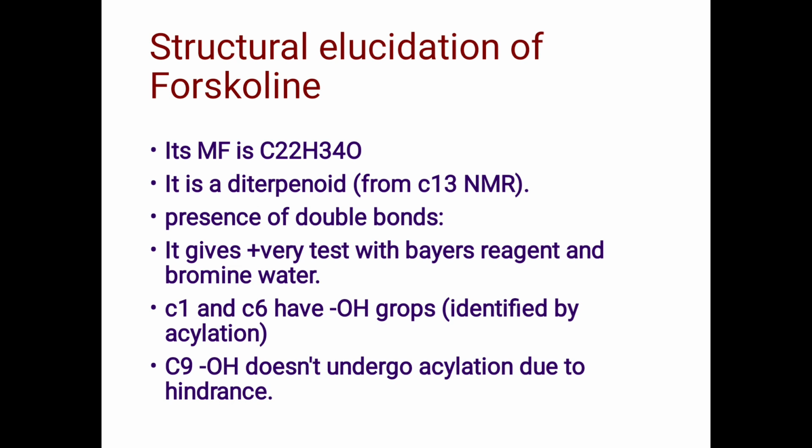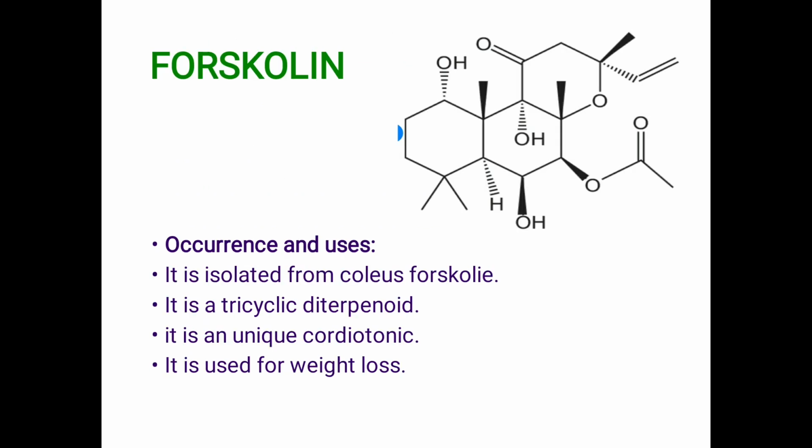Structural elucidation of forskolin. The structure of forskolin contains 3 rings. Let us name them A, B, C. The starting ring is denoted by A, the middle ring is denoted by B, and the third ring is denoted by C. The overall structure of forskolin contains 3 hydroxy groups, 1, 2 and 3.